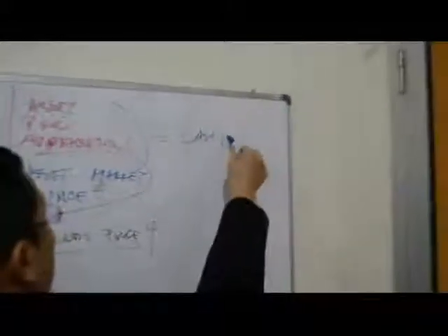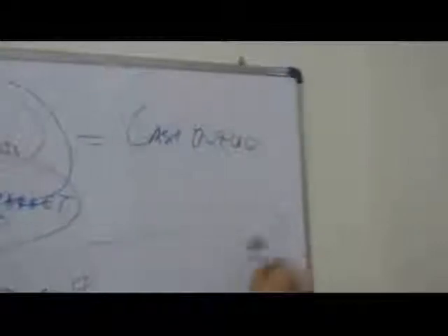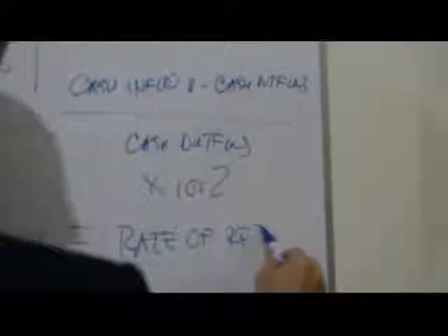So this is what I mean by cash distribution and asset price appreciation. If you add up these two things, this is what I call the cash inflows. Hopefully you still remember, this is for a 1 year investment period. So cash inflows minus cash outflows, divided by your cash outflows, times 100%, this is your rate of return, in terms of percentage.